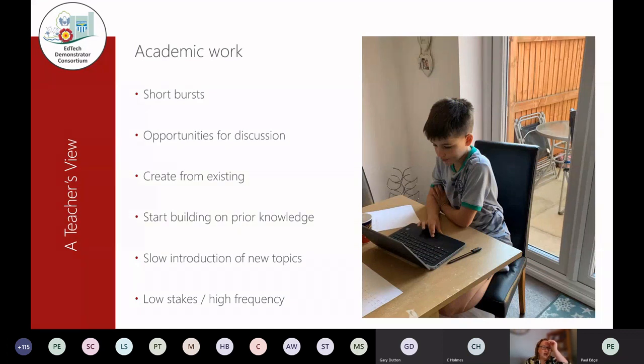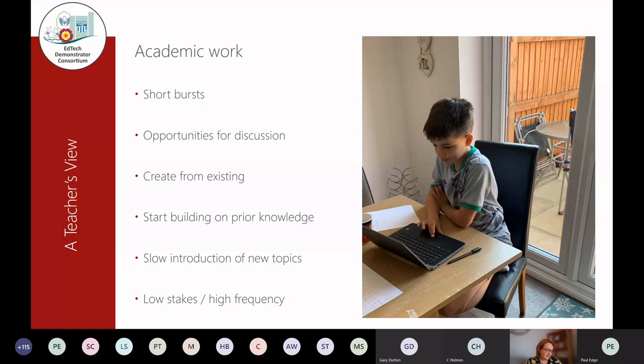Okay, so in terms of the academic work, how have we set that? What does it look like for us at Ribblesdale? It's really important that we've done short bursts. Like I said, they're just half an hour. With those short bursts, we tend to make it as engaging as possible. That's been done through different platforms, through Forms, through Stream, and other interactive platforms that have allowed the pupils to really engage with what we're setting them.